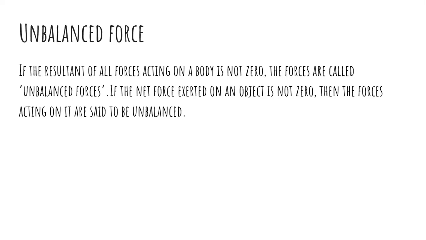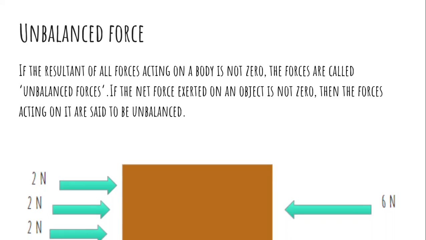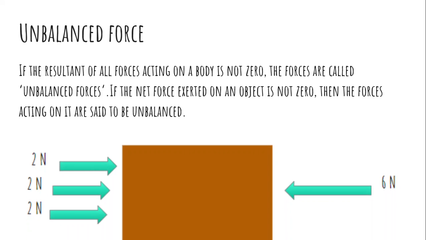Unbalanced force. If the resultant of all forces acting on the body is not zero, the forces are called unbalanced forces. Also, the net force exerted on the object is not zero, and the forces acting on it are said to be unbalanced. If we take the same example as before and we have one more person on the right side applying a force of 2 Newton, then the box would move to the left side because the right side is applying 2 Newton more force than the left side. So the box would move, and that's unbalanced.